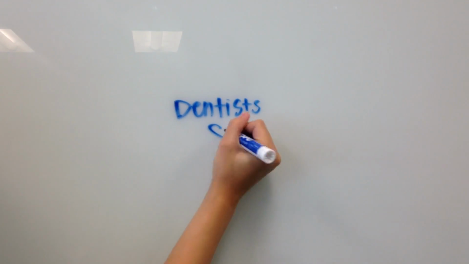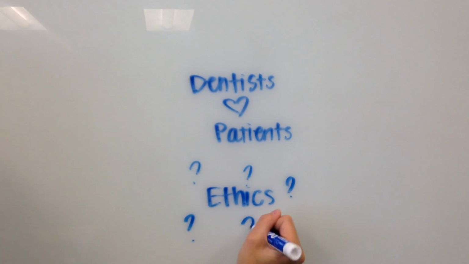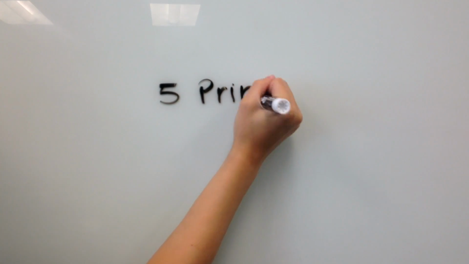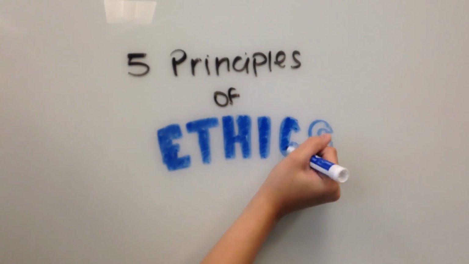Every day, dentists must make ethical decisions to promote the health of their patients. But what exactly does being ethical mean? Ethics is defined by the ADA as the combination of 5 basic principles.